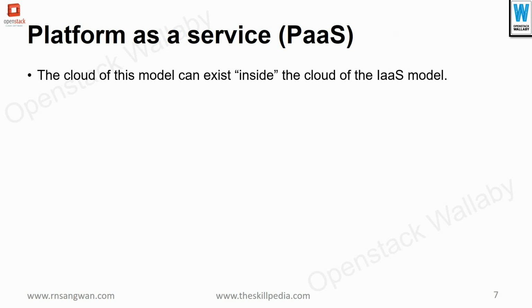Then platform as a service. Platform, meaning a platform is given to you. So you don't have control of the infrastructure. You get the platform. So a cloud of this model can exist inside the cloud of infrastructure as a service because we are offering platform as a service. So platform as a service refers to software installed on top of the infrastructure as a service. So a cloud of this model can exist inside the cloud of the IaaS model.